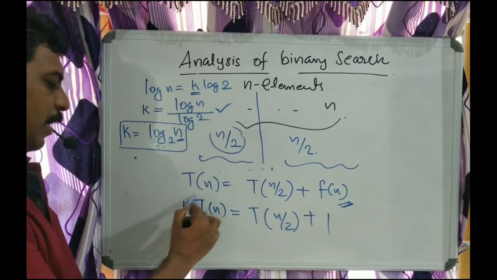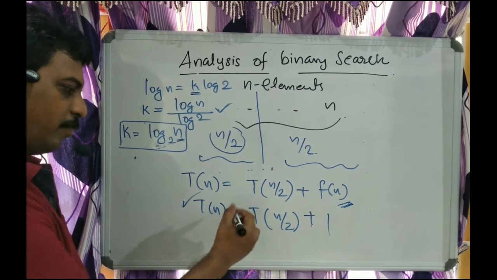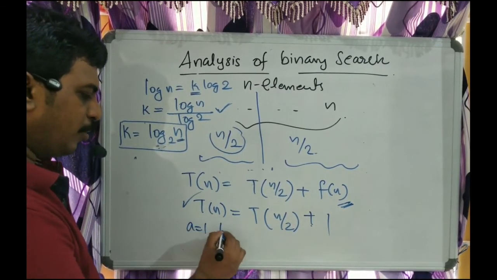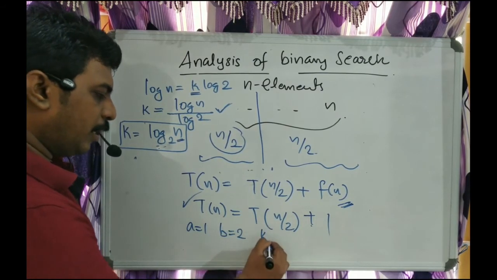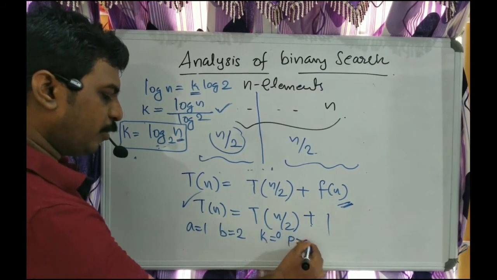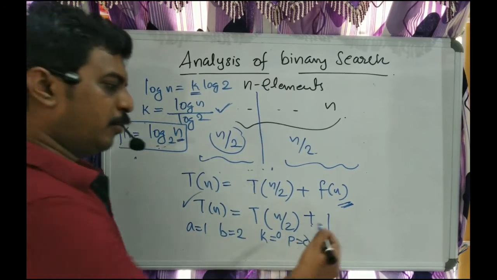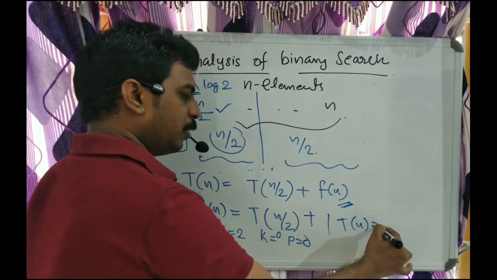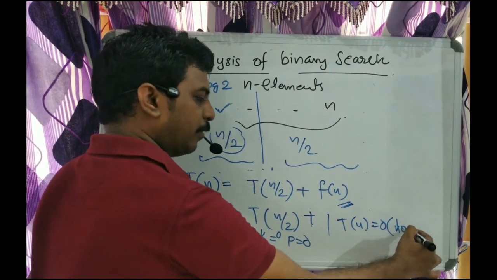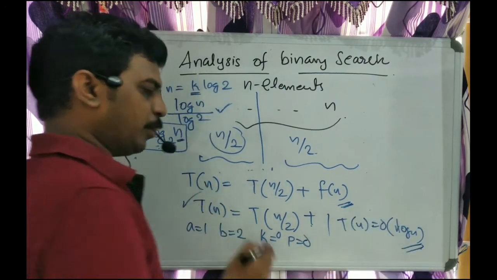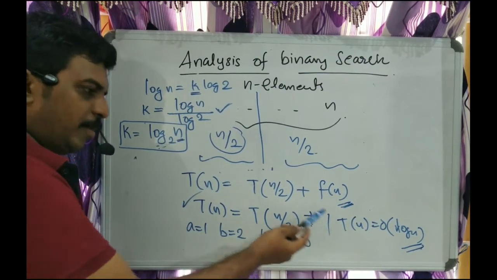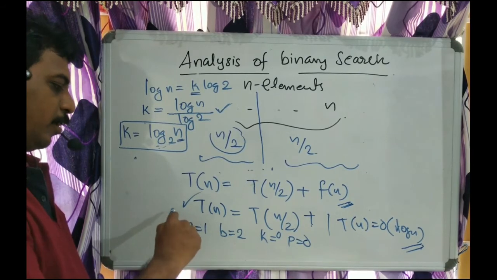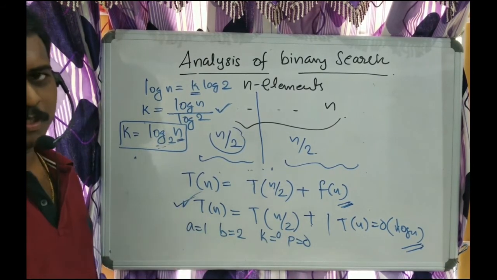We can simply apply the extended Master's theorem by taking a equal to 1, b equal to 2, k equal to 0 and p equal to 0. Then you find t of n equal to big O of log n. You can apply the Master's theorem; see my video on Master's theorem to learn how to solve this recurrence equation.